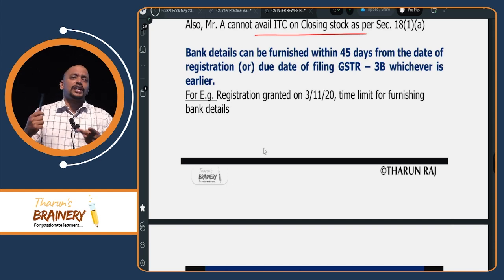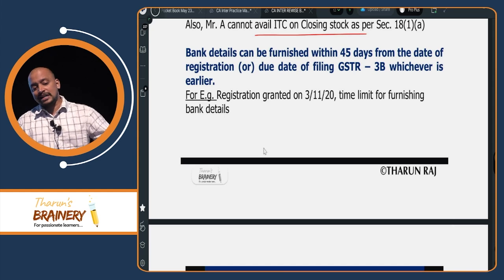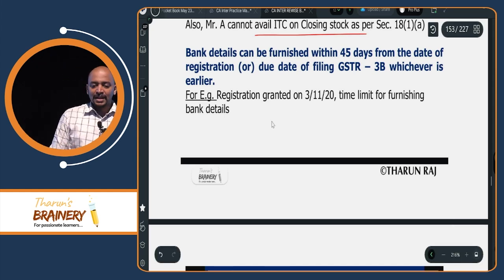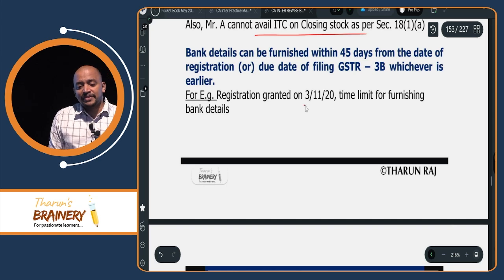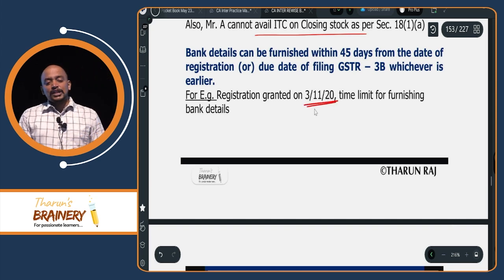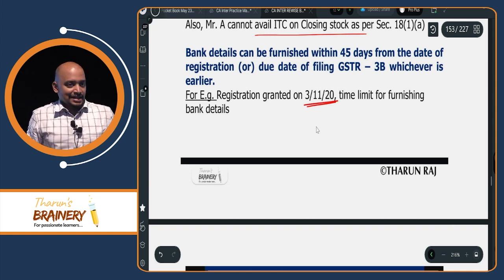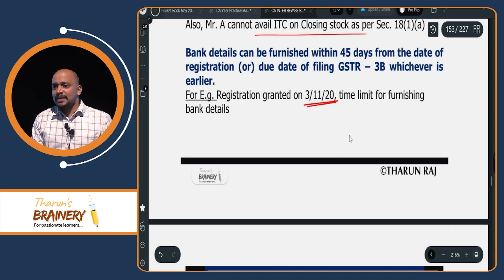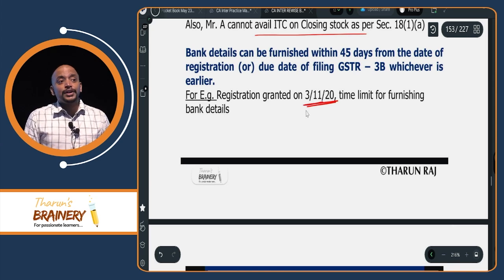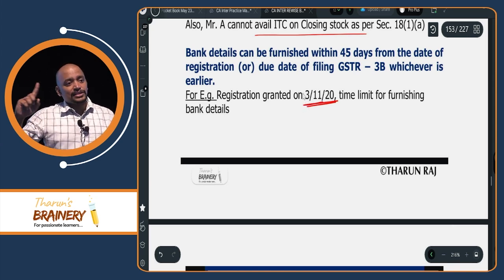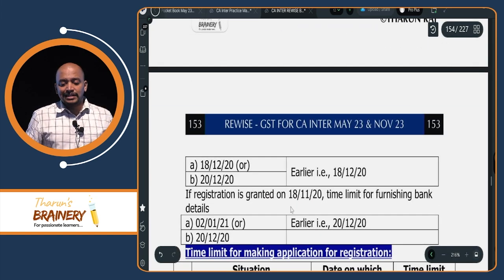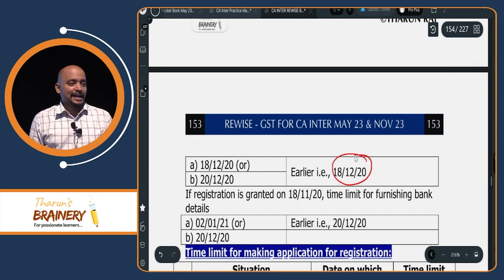Now, so definitely due date of 3B is only earlier. No, not necessary. For example, you see below, registration granted on 3/11/2020. So what is 45 days from 3/11/2020? In November, 27 days. And in December, the remaining days. That is 45 minus 27, 18. So 18 December 2020, or for November month, when you need to file 3B, 20th of December. So whichever is earlier, 18th of December will be taken.